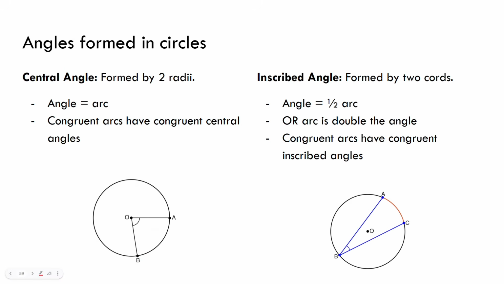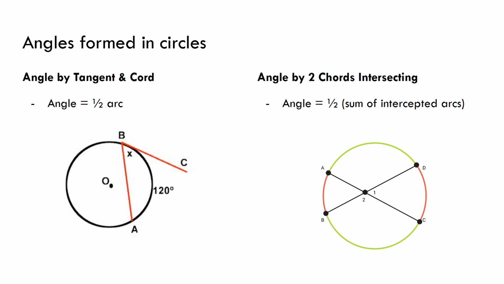So the different angles are formed in circles. The central angle is formed by 2 radii. The measure of the angle is equal to the measure of the arc, and congruent arcs have congruent central angles. And inscribed angles are formed by 2 chords. The angle measure is equal to 1/2 the measure of the arc, or the arc is double the angle. Congruent arcs have congruent inscribed angles. And for an angle formed by a tangent and a chord, the angle is equal to 1/2 of the arc.